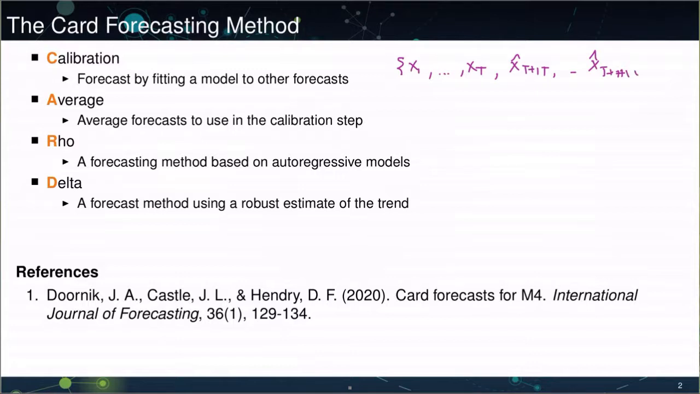It fits this model, and then the forecasts from the CARD forecasting method are the fitted values of the other forecasts that were produced by the row and delta methods. This is novel to me in the sense that I'm not familiar with this as a technique, and it's an interesting alternative to using standard forecasts and just combining them.